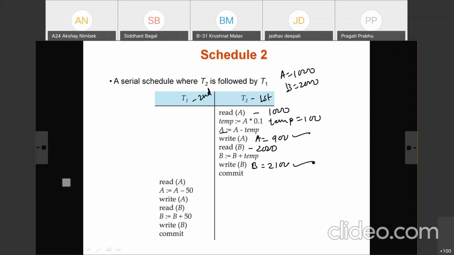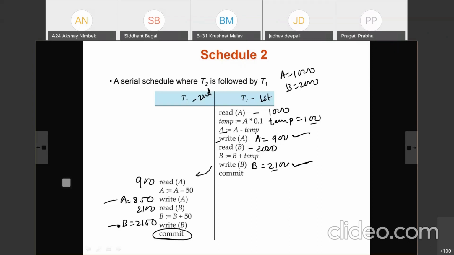Correct. See, first it reads the value of A 1000, temp means calculate 10%, remove 10% from A, it becomes 900, then add it into B, it becomes 2100. Now after T2, transaction T1 is executed. What value of A does it read? 900 minus 50. So now A becomes 850. Read the value of B. It reads 2100. B is equal to B plus 50. So B becomes 2150. And then transaction T1 is committed.